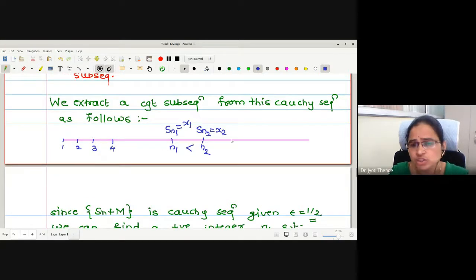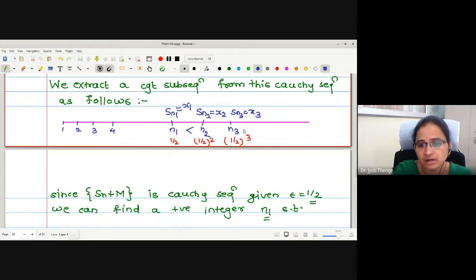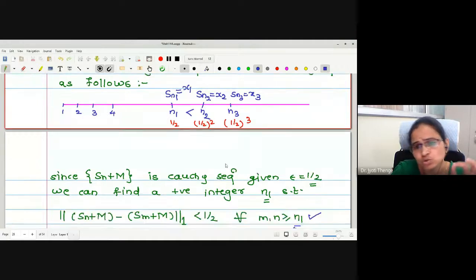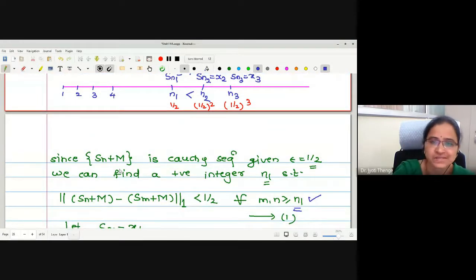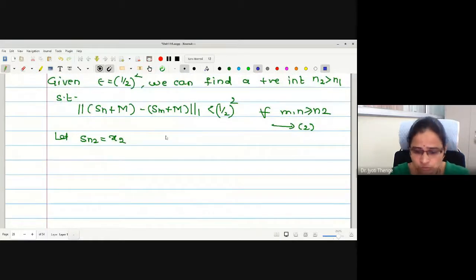Likewise, just go on decreasing the values of epsilon. For this n1, the epsilon value is half. Here it is 1 by 2 square. Let me make it 1 by 2 cube. What will be the next stage then? n3. And what is the position? Sn3. Let me call it x3. Out of all Sn's, we were selecting some elements x1, x2, x3 so that they form a subsequence of the original sequence. Is that idea clear up to this?